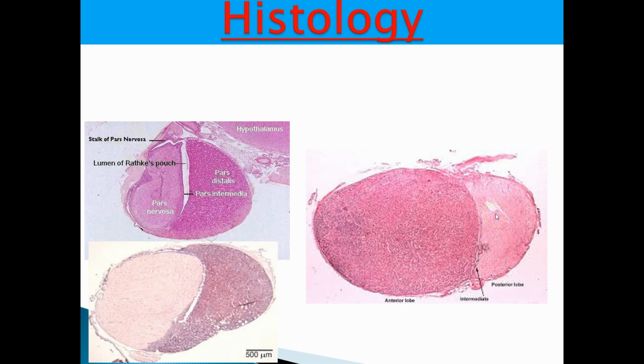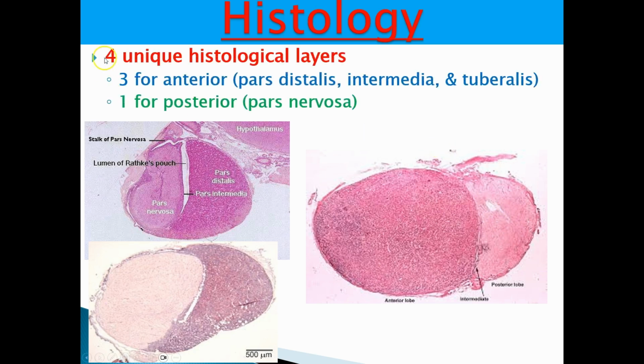Okay, and the same holds true if you look at the models that we have. There's a lighter side on the model and a darker side. And again, it's the lighter side being nervosa because it's neural tissue mostly. And so when we break this down histologically, we have 4 unique histological layers. Out of those 4, I really expect you to be able to recognize pars nervosa being the lighter region. Okay, hands down, lighter region, it's going to be pars nervosa. Notice pars nervosa is on the right here, it's on the left here, it's on the left here.